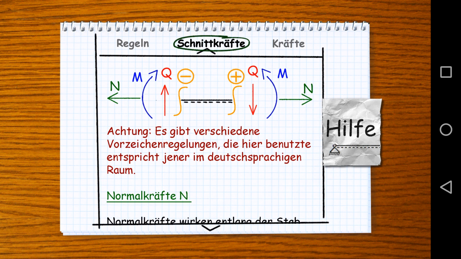We also have shear forces shown here in red. The Q is for Querkraft, that's in German. And they are positive in the direction that is shown here and negative when they're applied the other way around. Now for bending moment, they're positive in the rotating directions that are shown here, and negative the other way around.